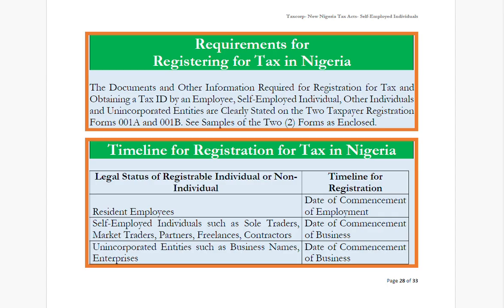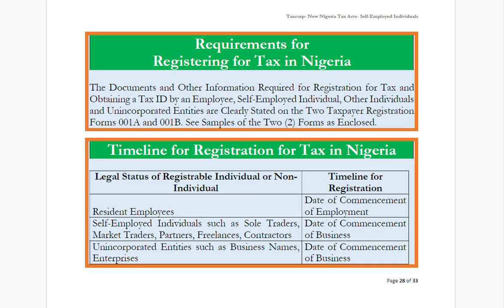Requirements for registering for tax in Nigeria. The documents and other information required for registration for tax and obtaining a tax ID by an employee, self-employed individual, other individuals, and unincorporated entities are clearly stated on the two taxpayer registration forms, 001A and 001B, which we have shown here. So you don't need any other information. All you need to do is to look at what is stated on each of the forms.